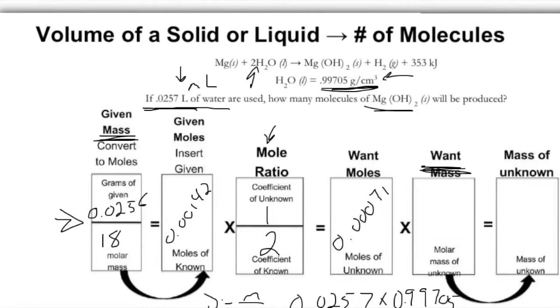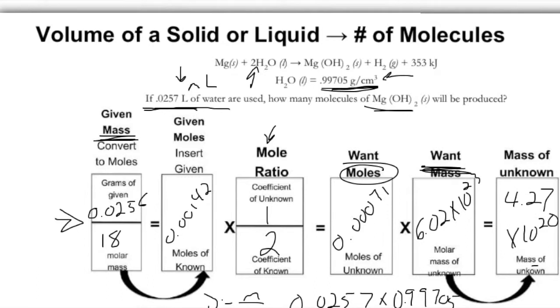And now I don't want mass, I actually want molecules. So I know the number of moles here. I want the number of molecules. So to convert from moles to molecules, I multiply by 6.02 times 10 to the 23rd. And when I do that, I get 4.27 times 10 to the 20th molecules. So that's the answer there.